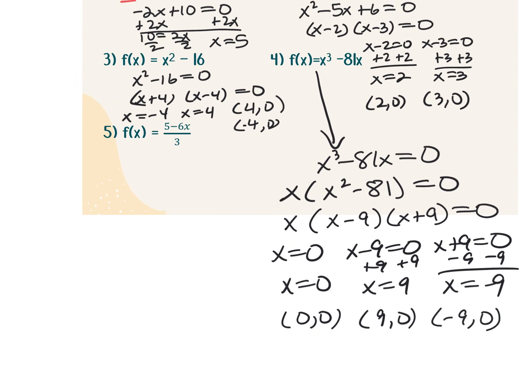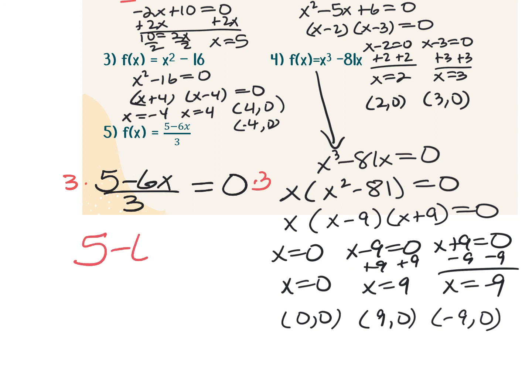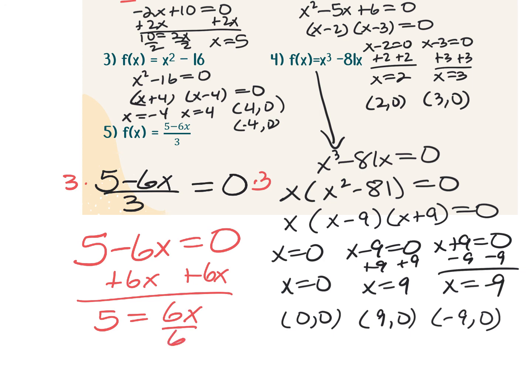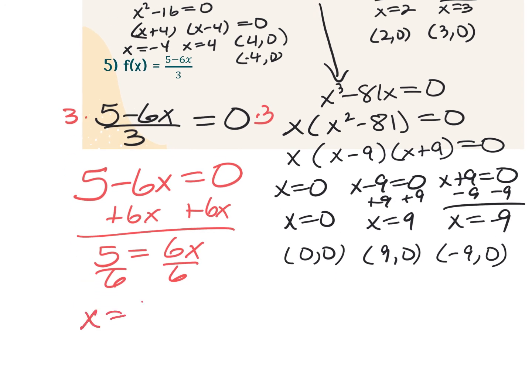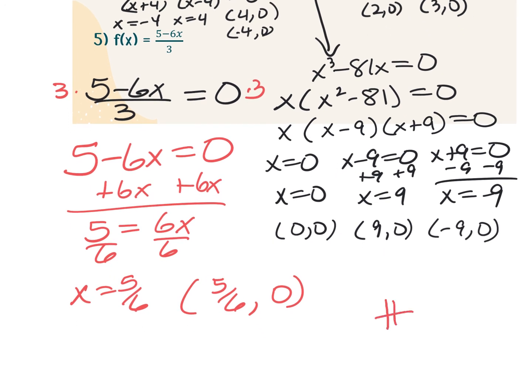Last one on this slide. Again, replace f of x with a 0. I'm going to get rid of the denominator, multiply both sides by 3. So 5 minus 6x, 0 times anything is 0. So whenever you have something like this and you're finding an x-intercept, you're really just setting the numerator equal to 0. Divide by 6. And x equals 5 over 6. Again, as an ordered pair, (5/6, 0). Remember, your x-intercept will always be a number, 0, because it's touching your x-axis at that point.